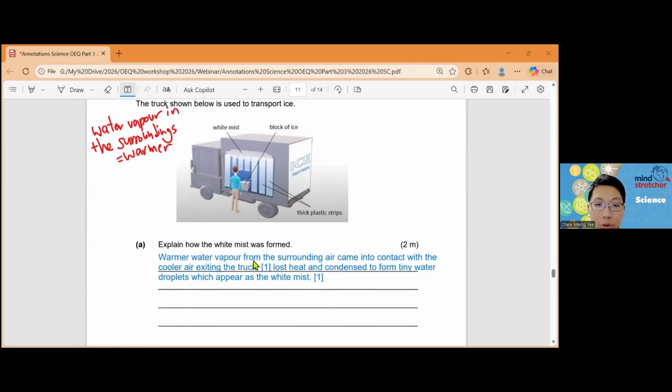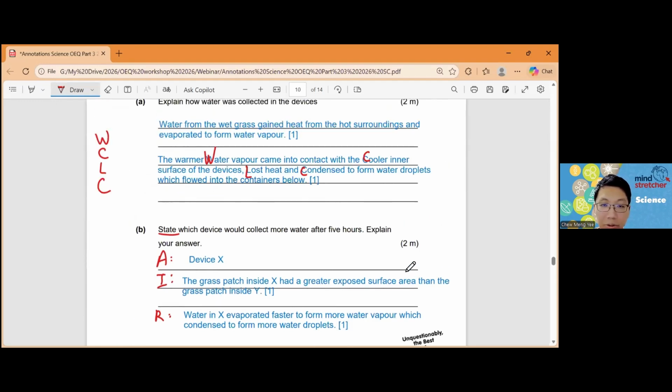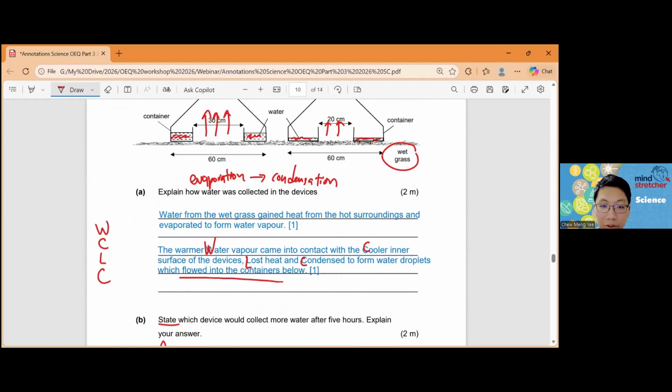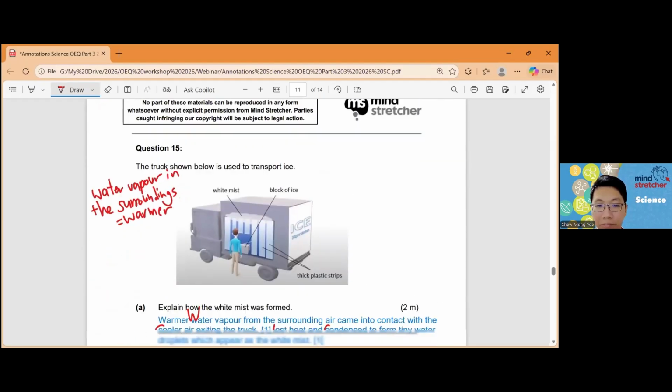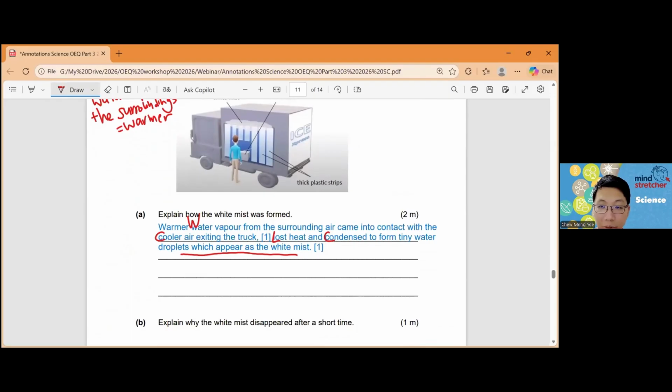Try to write some of these keywords. Make sure you have the main point: the W, C, cooler surface, LC. And then complete the story with the water droplets appearing as the white mist. Complete the story. Like just now, this one also complete the story, right? Float into the container. So all these must be in as well. So try to write as complete as possible. Answer fully with all the necessary keywords and phrases.